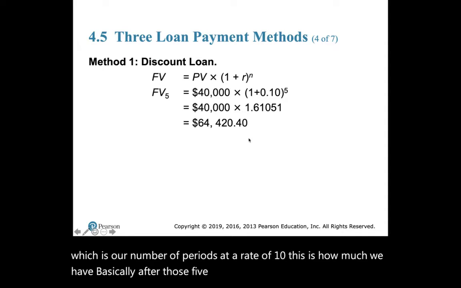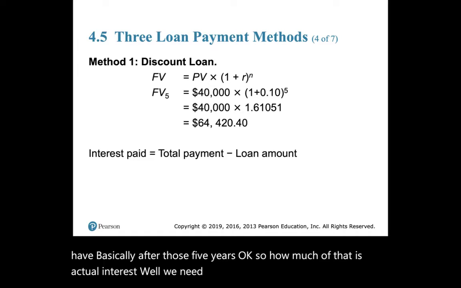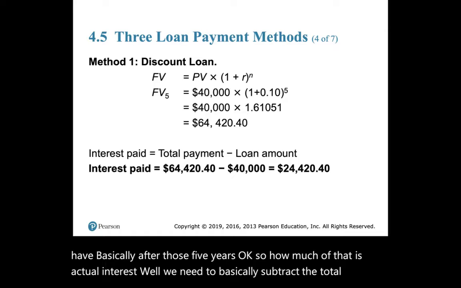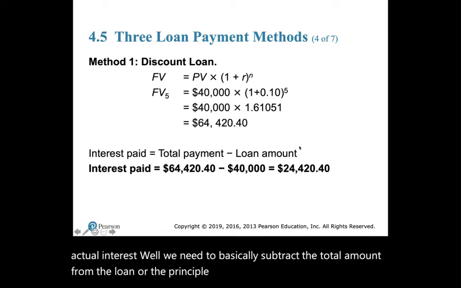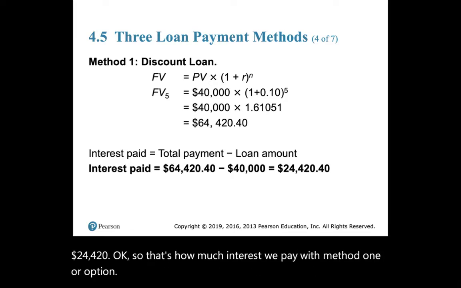So how much of that is actual interest? Well, we need to subtract the principal amount of the loan from the total amount. That gives us $24,420. So that's how much interest we pay with option one, which is our discount loan.